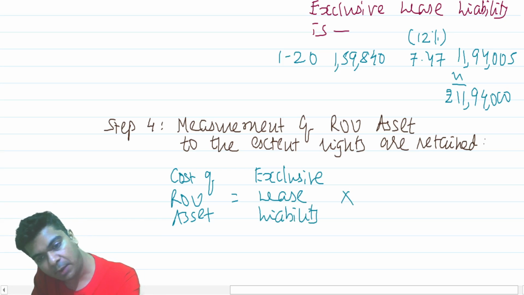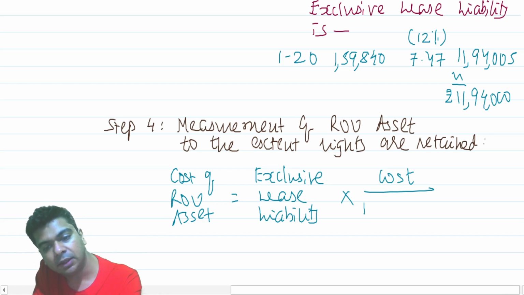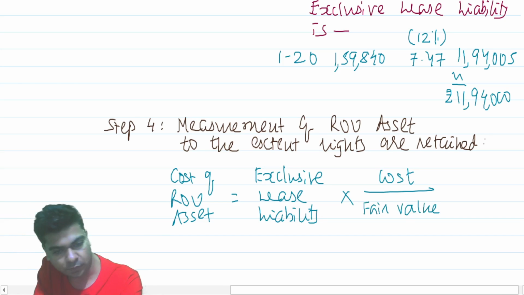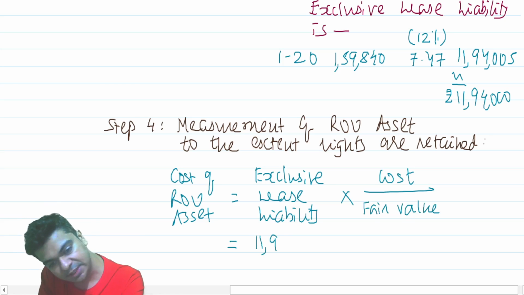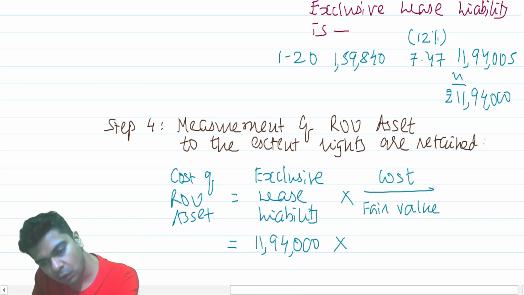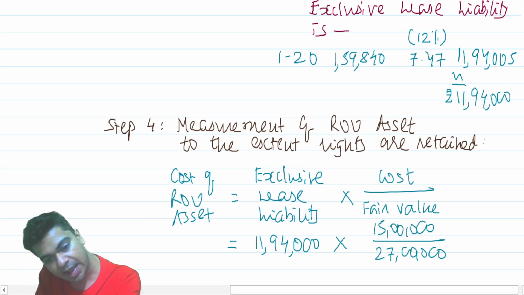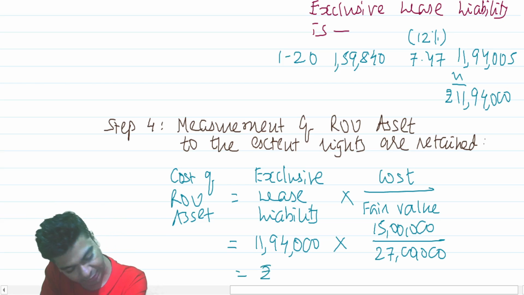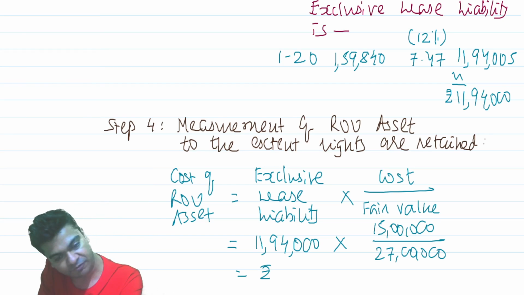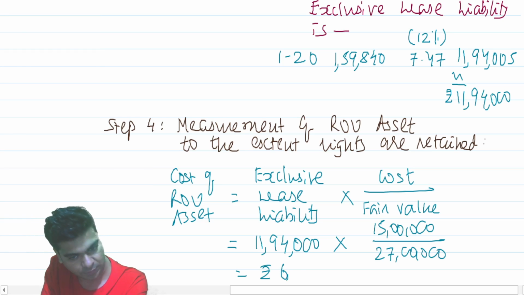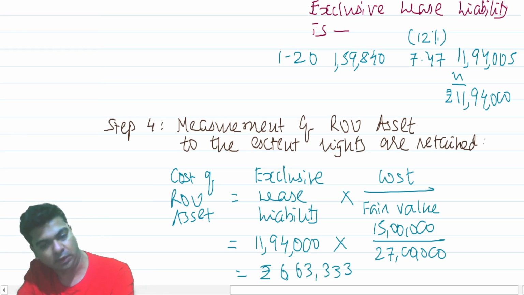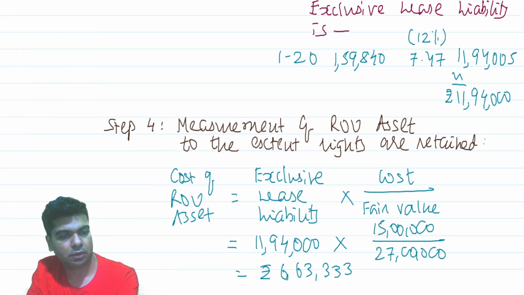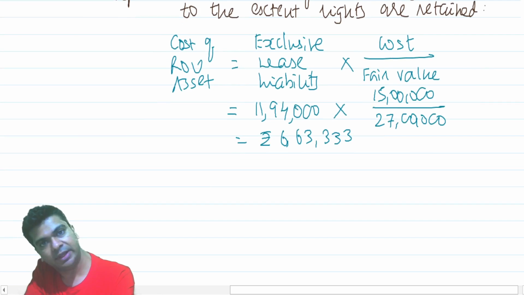into cost or carrying amount. They've given cost here, fine, divided by fair value. Exclusive lease liability is 11,94,000. Cost in our example is 15 lakhs. Fair value is 27 lakhs. Solve this. 11,94,000 into 15 divided by 27 is 6,63,333. That's your ROU asset.